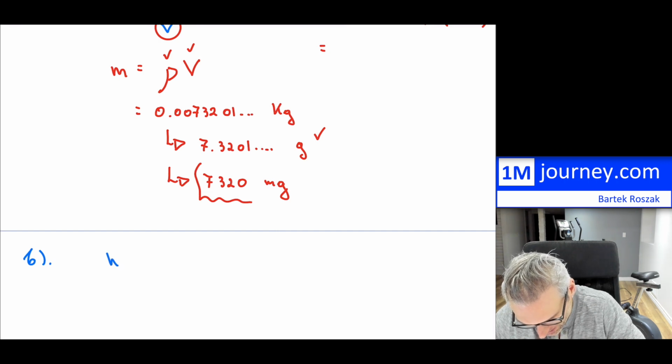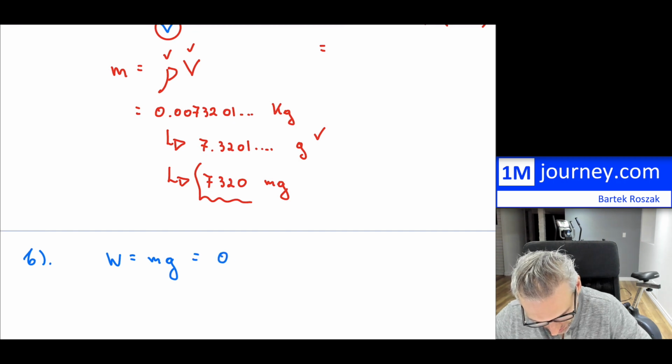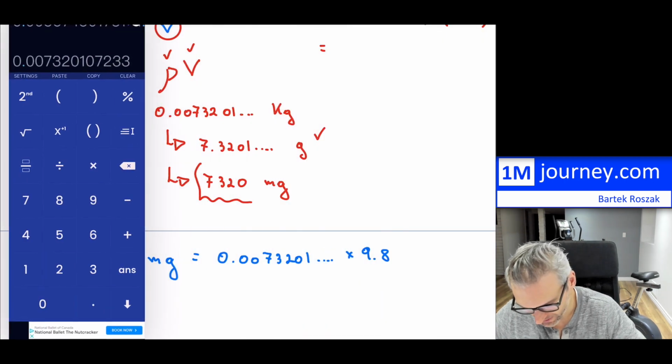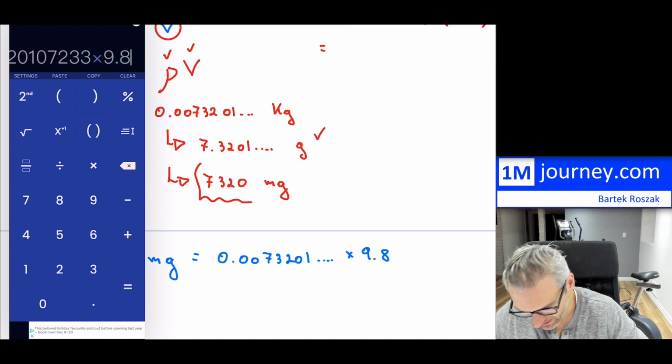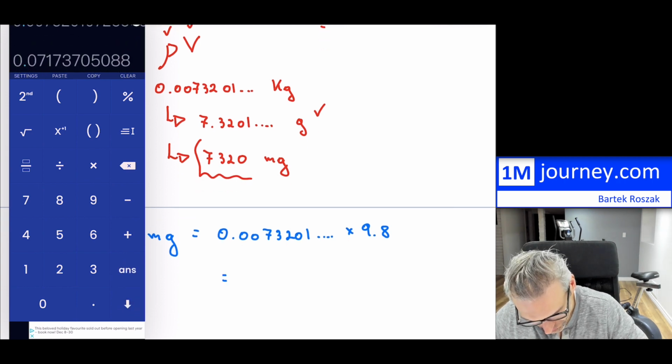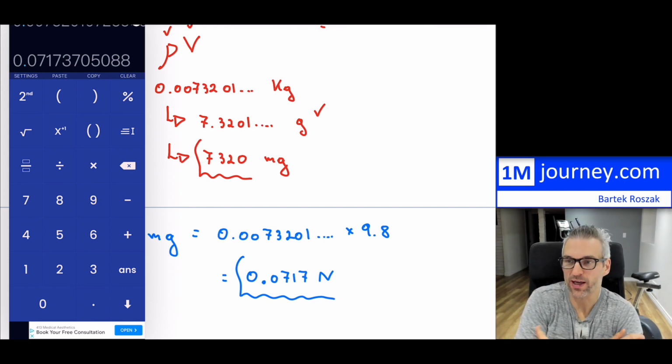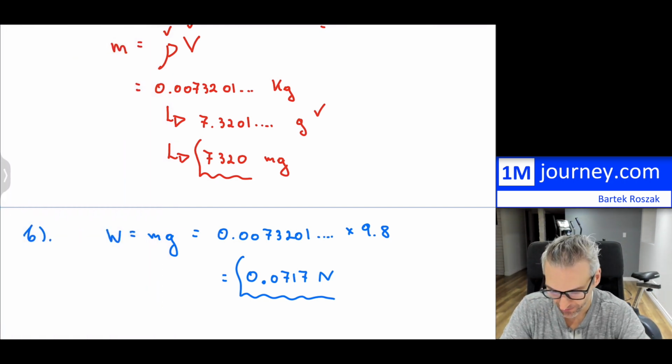Don't forget that the weight itself is just mass times gravity. So our mass in kilograms, because we need standard units, was this, and hopefully I kept it on the calculator, times gravity's acceleration, which is 9.8. I did keep it, great. So I have my answer times 9.8. This becomes 0.0717 newtons, to 3 significant figures. That's what you would have. If you want to put it in scientific notation, you can. But that's all that you would actually do for this.